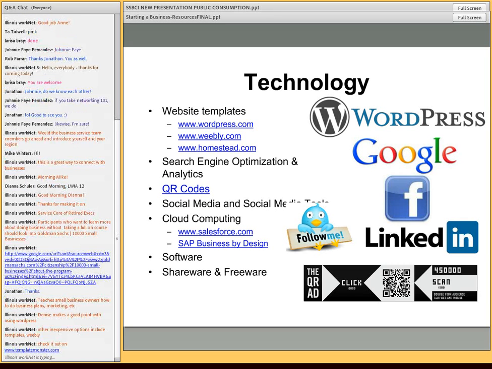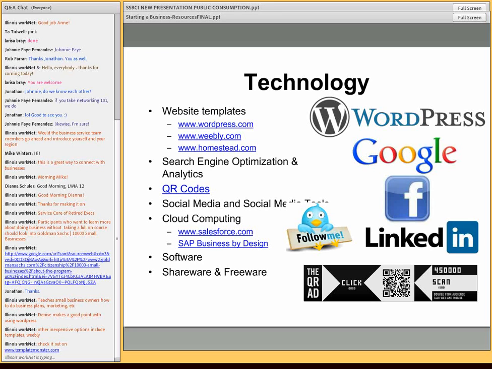We have some that use Weebly. We've used Homestead in the past, and these are templates that you don't have to know code. They're very professional looking, and you basically, if you know how to use Word or PowerPoint and type into a text box, you can create a very professional looking website that basically will get you that presence out there on the internet so people can find you.